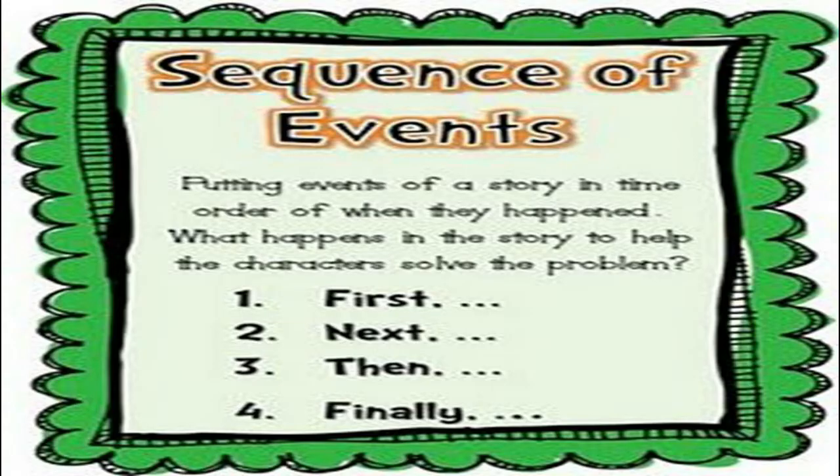Sequence of events. Sequence of events are events that occurred in the story before solving the problem. We can put these events of a story in time order of when they happened. We can say first, next, then finally they solve the problem.